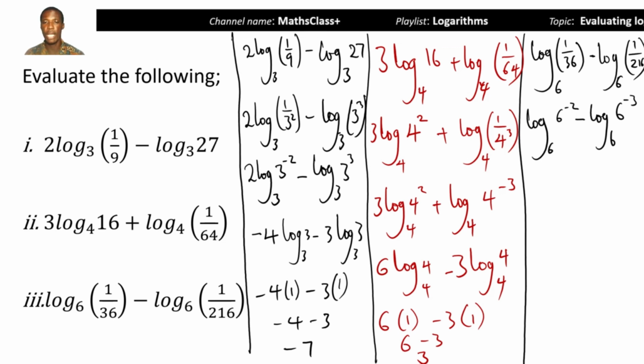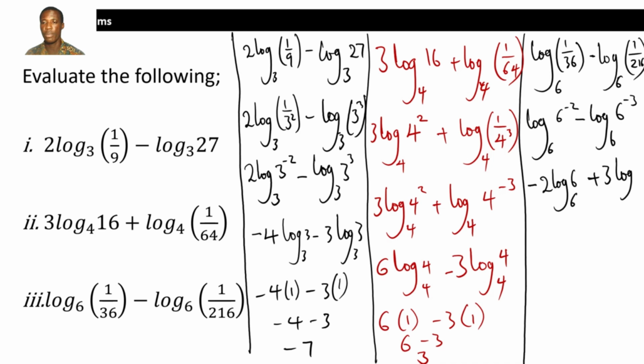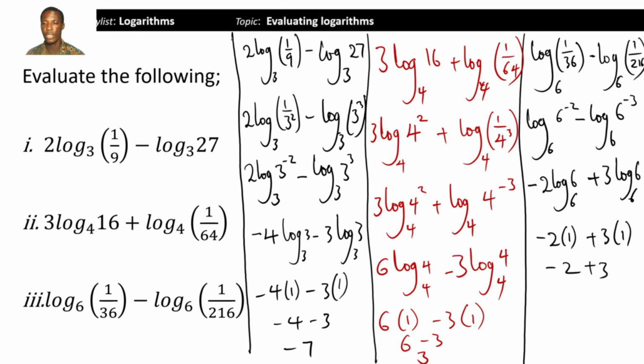I believe you understand this, from what we have done so far. I think we understand this step. So we get negative 2 log 6 to the base 6, plus 3 log 6 to the base 6. This gives us minus 2 times 1 plus 3 times 1, which gives us minus 2 plus 3, which is equal to 1. So that is it for our next set of examples.